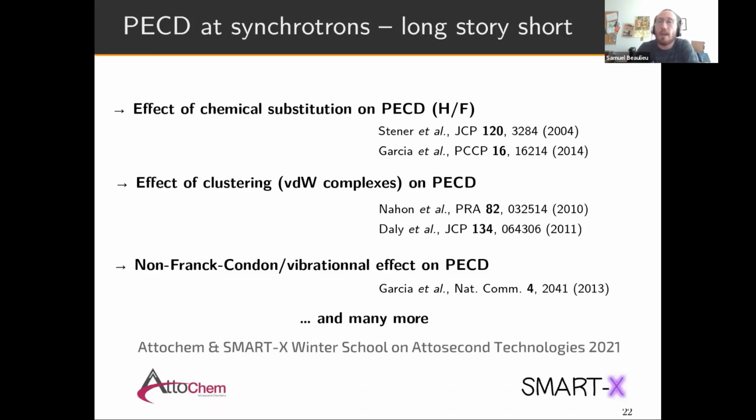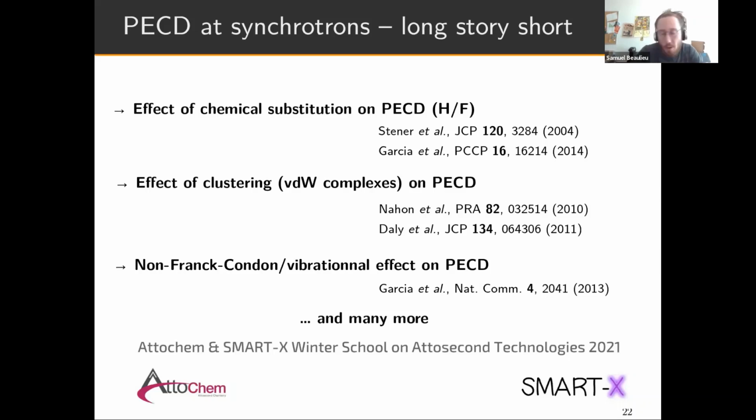Let me go quickly through these. People have also shown that PECD is sensitive to chemical substitution. For example, if you change a nitrogen atom to a fluorine atom, PECD changes a lot, even if the orbital from which you remove the electron is far from this chemical substitution. People have shown that clustering can also strongly modify PECD. And also, in this last example, Garcia and co-workers have shown that non-Franck-Condon effects in photoionization can also lead to a sign change in the PECD.